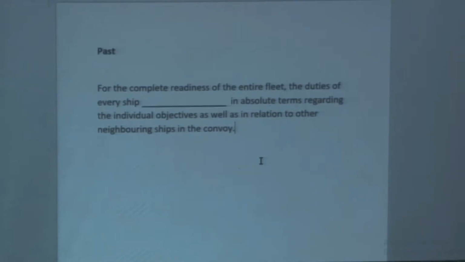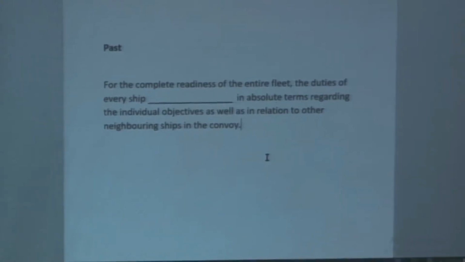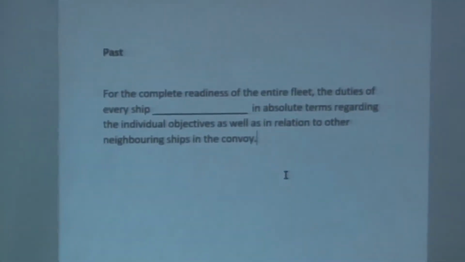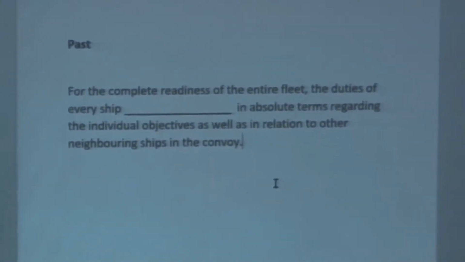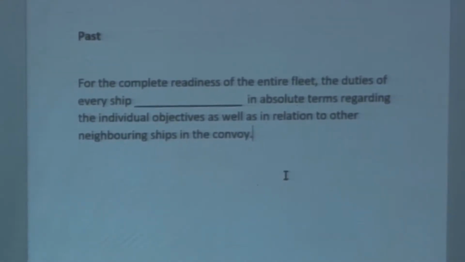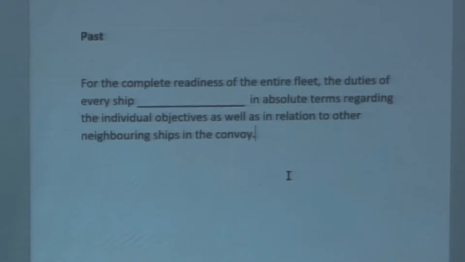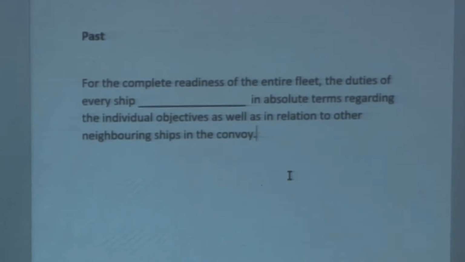Yes, you were supplying something. Only should? Should be assigned. Okay. Fine. For the complete readiness of the entire fleet, the duties of every ship should be assigned in absolute terms regarding the individual objectives as well as in relation to other neighboring ships in the convoy. This makes sense? Okay. Now, suppose that he used should.